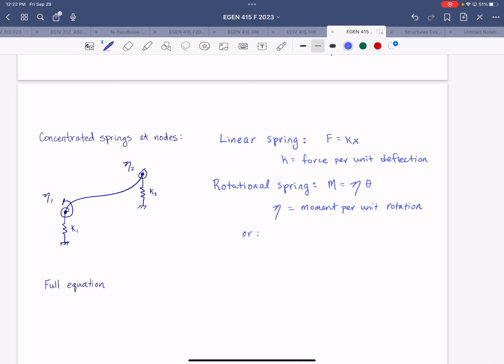And in our finite element modeling that we are doing in this class, as you know, we've been dividing the moment values by L to normalize the units in that force matrix, and we've been multiplying the rotations by L to normalize the units in the displacement matrix. So we have M over L is equal to eta over L squared times theta L.